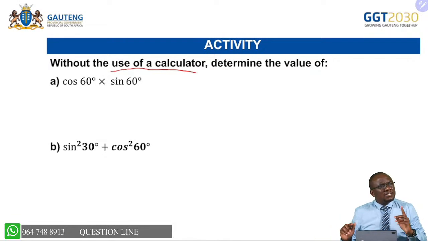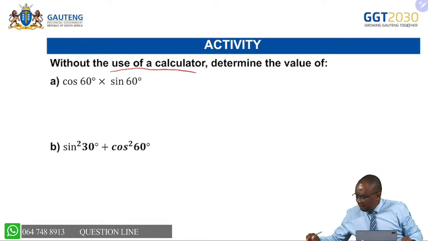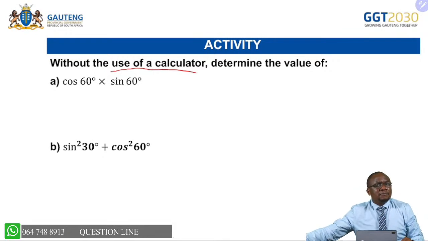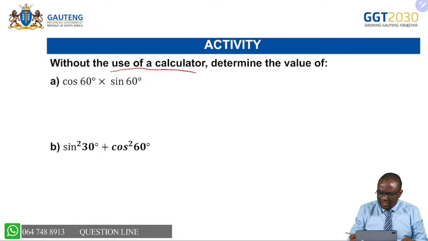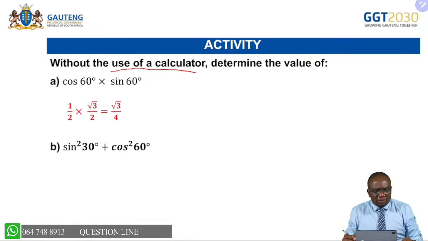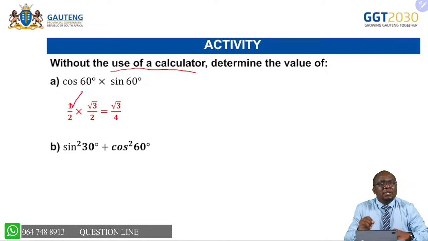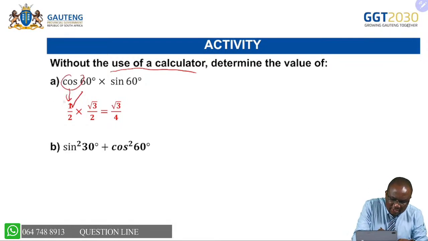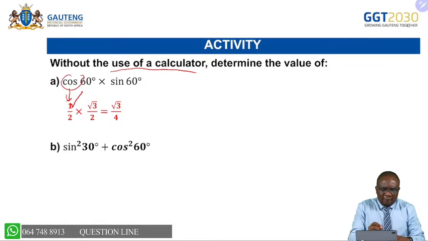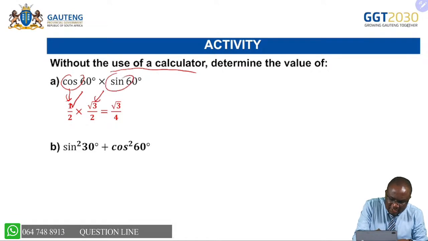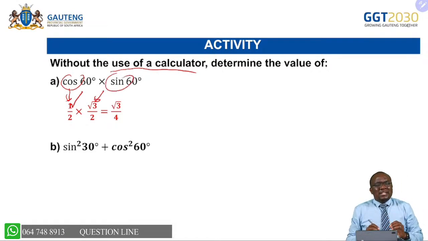Confirm. I forgot, cos 60 is what? Is it root 3 over 2? Was it 1 over 2? Let me confirm. You confirm. Put your calculator aside. And then you write the ratio. The ratio for cos 60 is what? 1 over 2. You're getting a mark for writing 1 over 2. You're getting a mark for free. From this to this, you're getting a mark. From this to this, you're getting a mark. Just writing that. Don't just put everything in the calculator and then say the answer is root 3 over 4. You are not going to get anything.